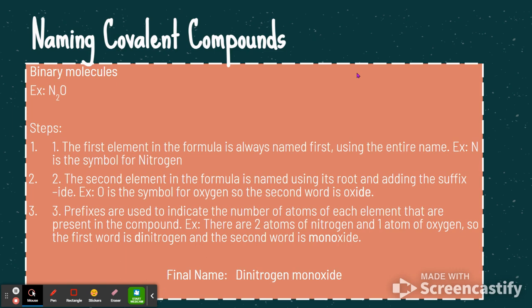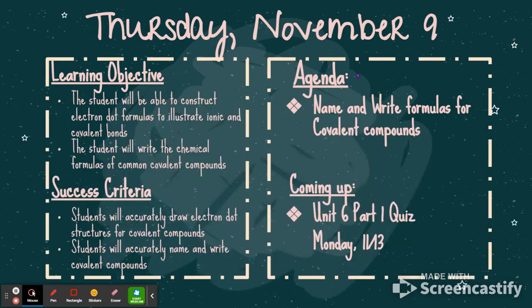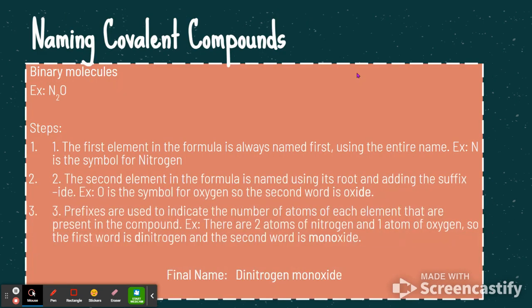Step number 2, we're going to go ahead and pick our second element. Our second element, and we're going to give it its root plus ide, just like we saw before. And so O is going to turn into oxide for us.